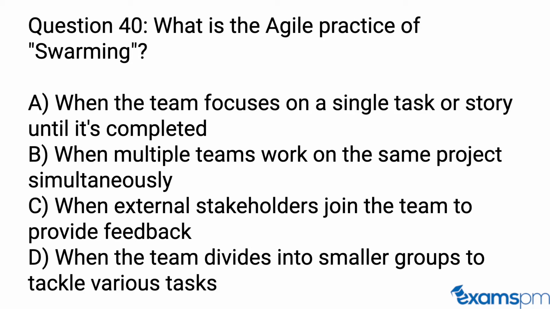Question 40. What is the agile practice of swarming? A. When the team focuses on a single task or story until it's completed. B. When multiple teams work on the same project simultaneously. C. When external stakeholders join the team to provide feedback. D. When the team divides into smaller groups to tackle various tasks.